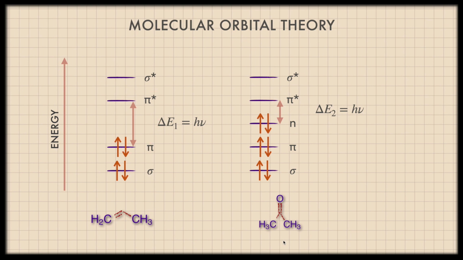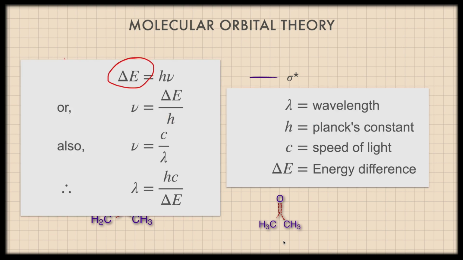It's rather easy to understand, but let's have a look at a small mathematical relation. We know that delta E equals h nu, and nu is the frequency, so we can rewrite the frequency as delta E by h. We also know that the frequency equals c by lambda, where c is the speed of light. So we can relate that lambda equals hc by delta E. So what does this mean? Now h and c are constants.